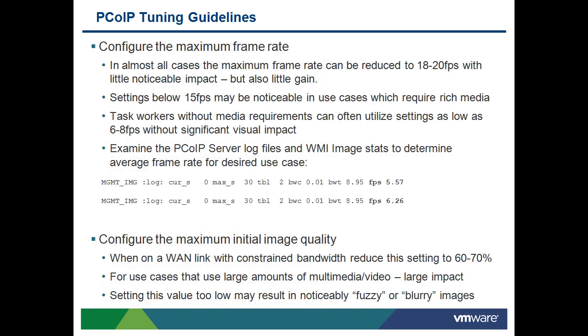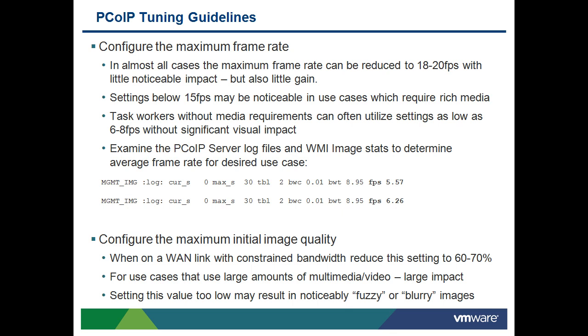Configuring the maximum frame rate. I think this is something you can do in almost all cases. You probably don't need 30 frames per second at all times for most users. So this can easily be reduced to 18 or 20 frames per second, but you're probably not going to see a big bandwidth gain there because most users, especially task workers, and even generally knowledge workers who don't really watch a lot of video or multimedia, their average frame rate is significantly below 18.